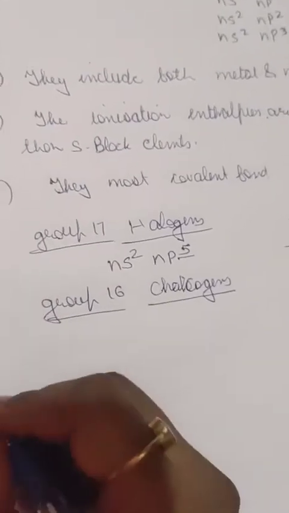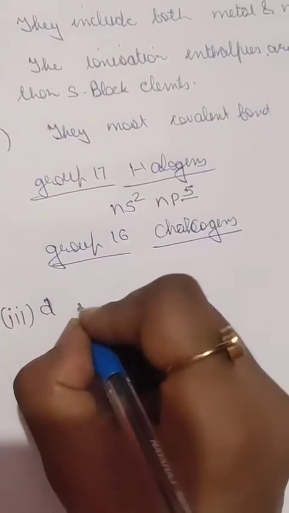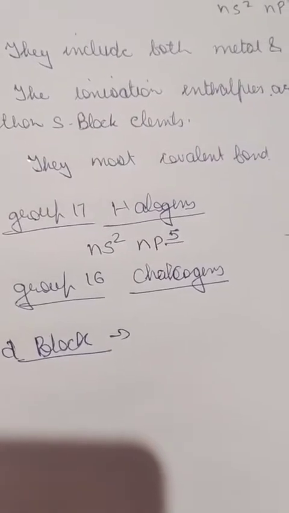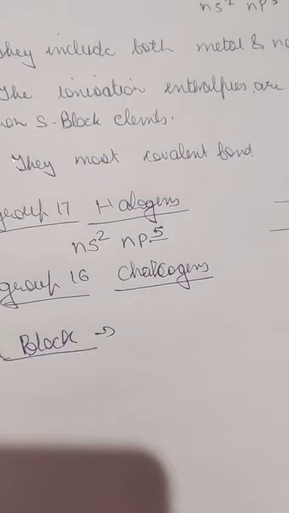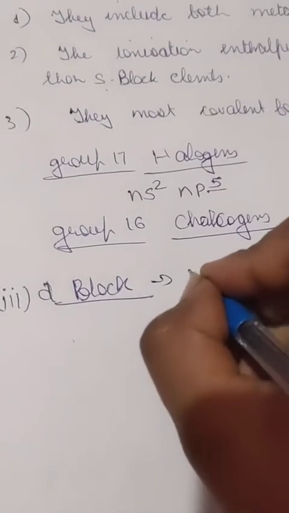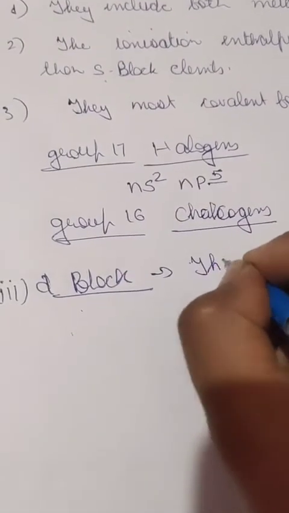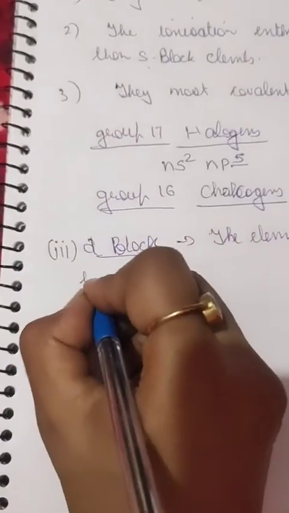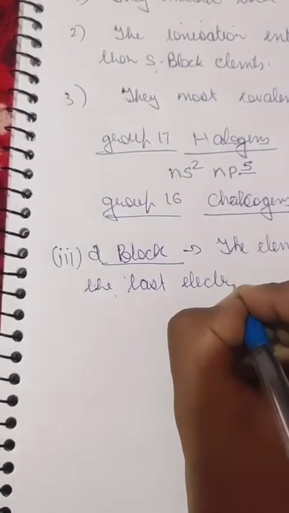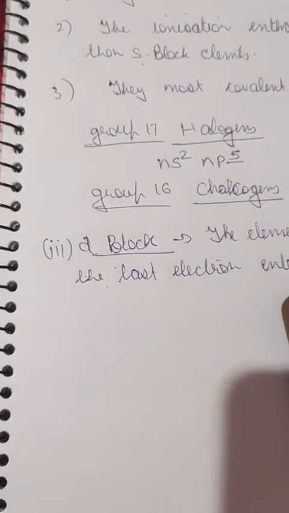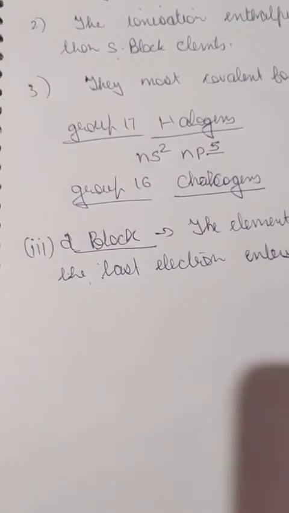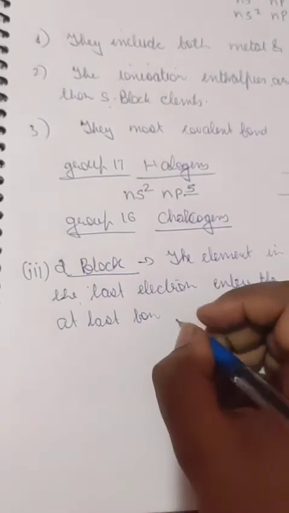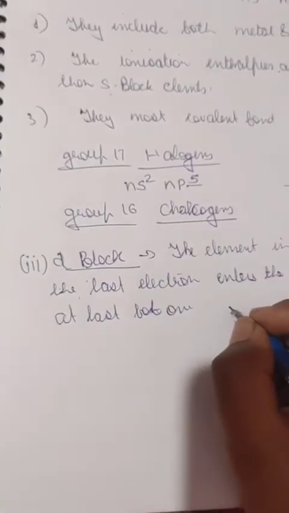Then moving to the d block, the third is d block elements. In d block elements, the last electron enters the d orbital.